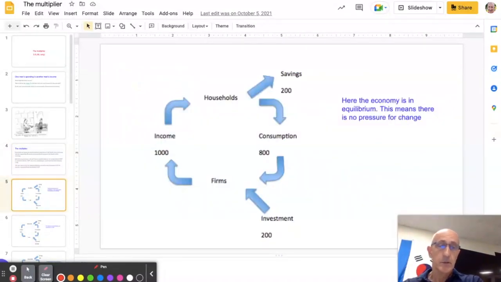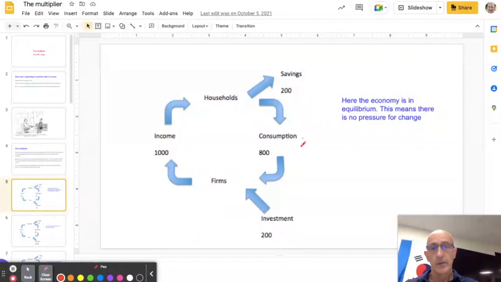So let's start with a relatively simple circular flow diagram where you've got households and firms, and you've just got spending, consumption, and income that's received. And the households have got one choice. They can either save their money or they can spend it. And another injection into the economy is the investment. So we've only got investment as our injection, and withdrawal through leakage through savings.